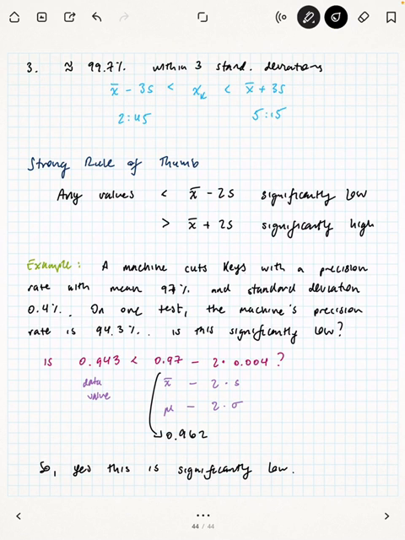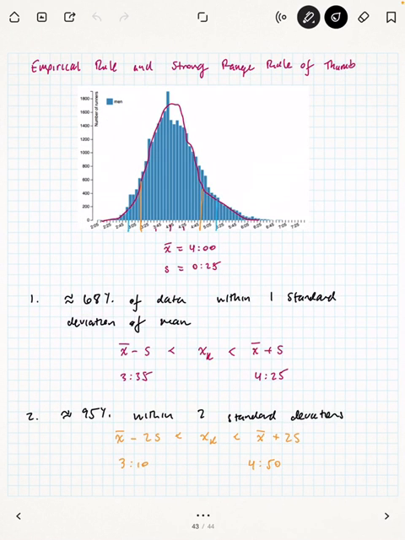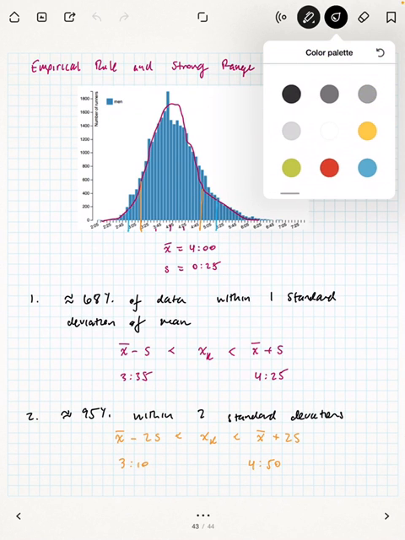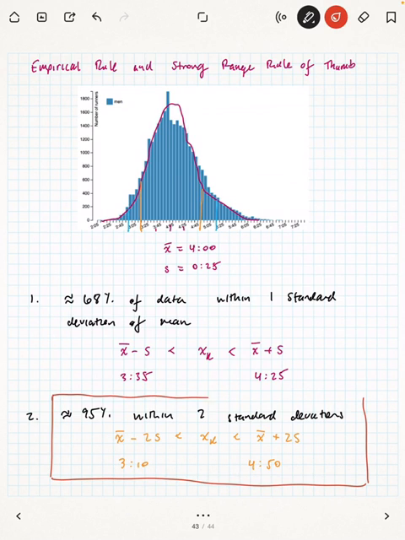Significance plays a large role when we talk about probability and inferential statistics later on. So keep this in mind. The strong range rule of thumb and the empirical rule really is telling us a lot about what our usual range of data values is, especially when we can model things using these bell curve or the normal distributions.